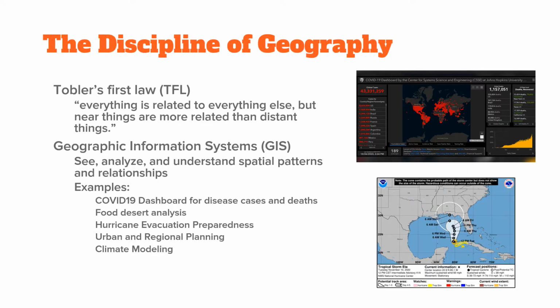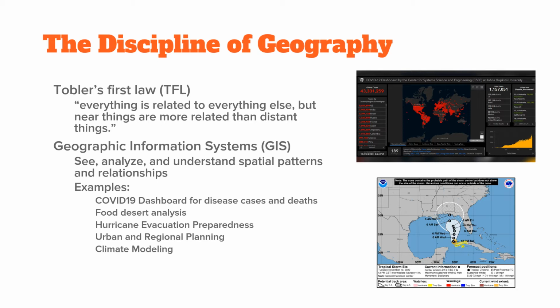So I know that this class isn't focused on geography completely, but I wanted to give a little bit of background considering the different topics that we'll cover. So the first is Tobler's first law in geography, which states that everything is related to everything else, but near things are more related than distant things. This concept is basically just saying that in time and space, things that are closer together are usually related more to one another.